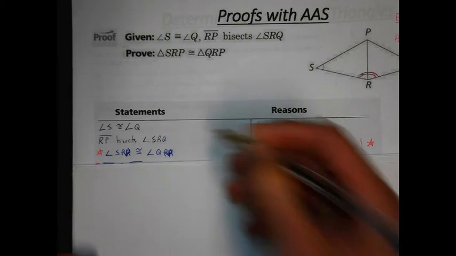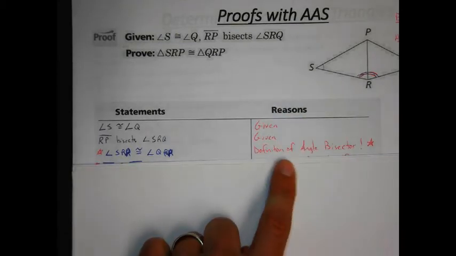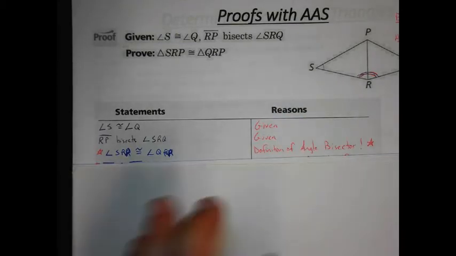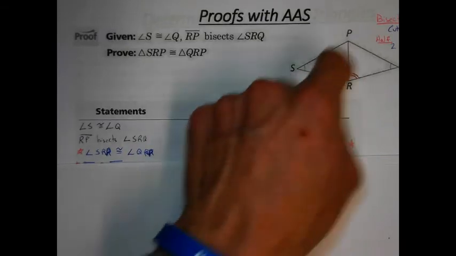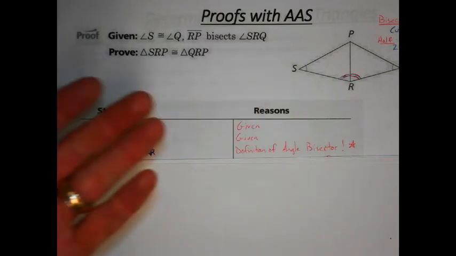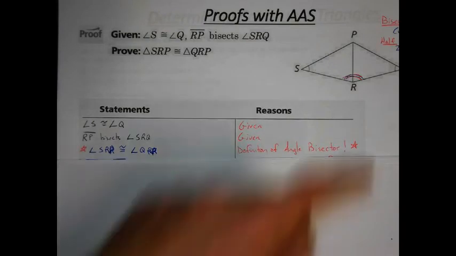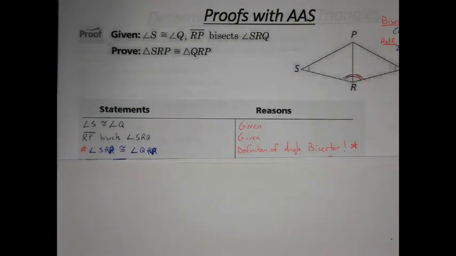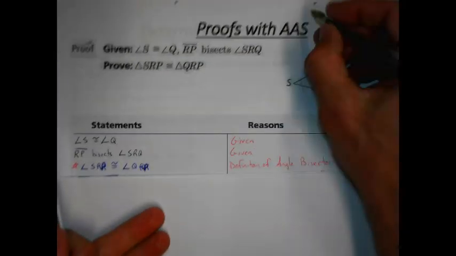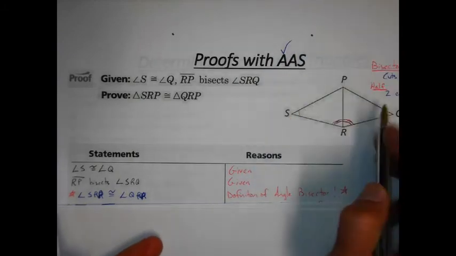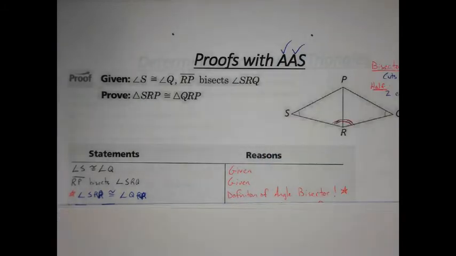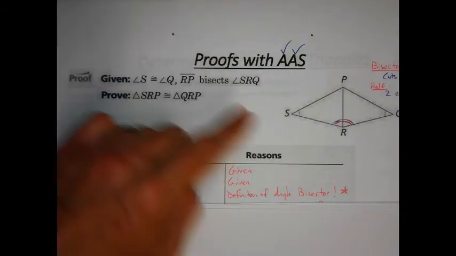Now why is that? Because of the definition of an angle bisector. An angle bisector cuts the angle in half. We have our congruent angles. Now, funny enough, we can't say that it's the same thing. But don't worry about it. Anyway, you know I'm talking about these two. So what do we have now? We have two angles, right? So we got congruent angles with S and Q, and we've got congruent angles from the bisector. All we need now is our side.